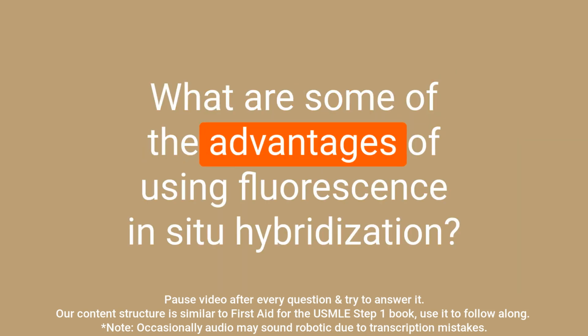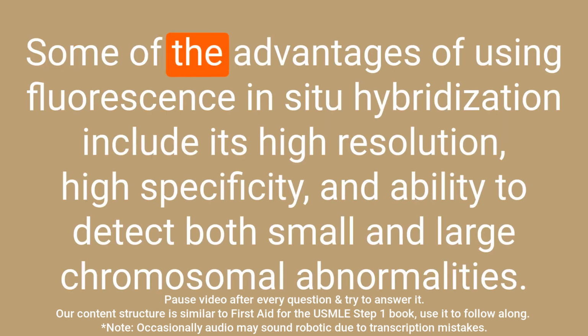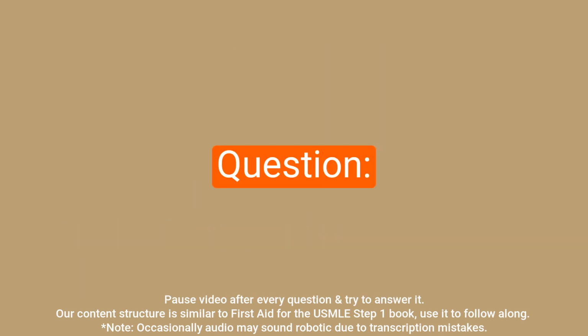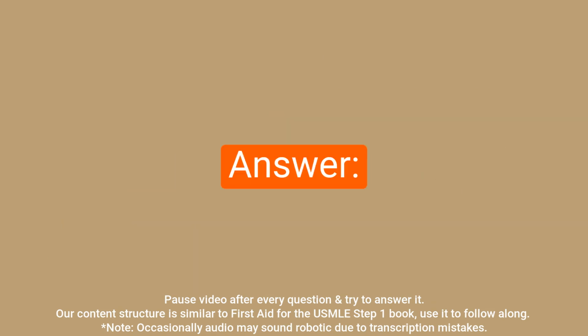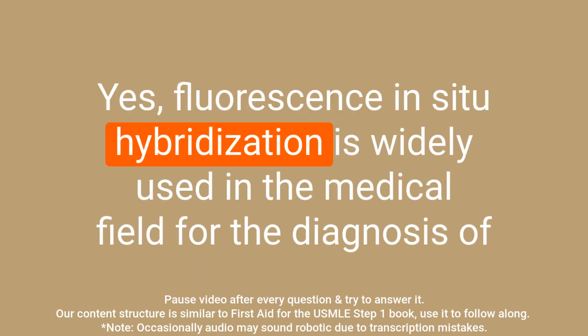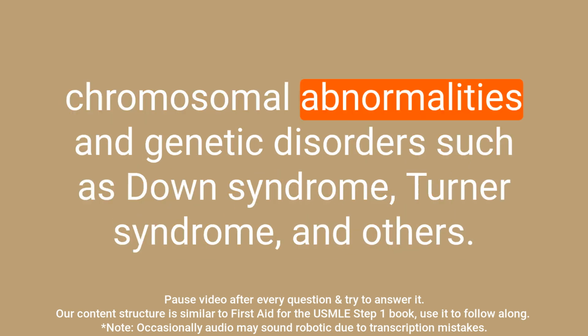Question: what are some of the advantages of using fluorescence in situ hybridization? Answer: some of the advantages include its high resolution, high specificity, and ability to detect both small and large chromosomal abnormalities. Question: is fluorescence in situ hybridization widely used in the medical field? Answer: yes, it is widely used in the medical field for the diagnosis of chromosomal abnormalities and genetic disorders such as Down syndrome, Turner syndrome, and others.